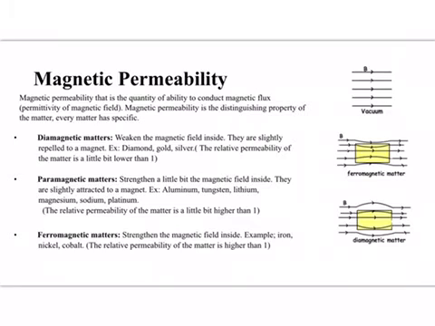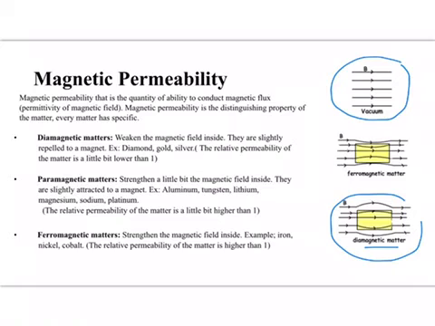The diamagnetic materials weaken the magnetic field inside. They are slightly repelled by a magnet. You see here that first I have a regular magnetic field, let's say in a vacuum. When I put a diamagnetic material inside a regular magnetic field, you see that the lines are getting away from each other, so it weakens the magnetic field of the medium. The examples are diamond, gold, and silver. And we say that the relative permeability, the mu of this matter, is a little bit lower than 1.